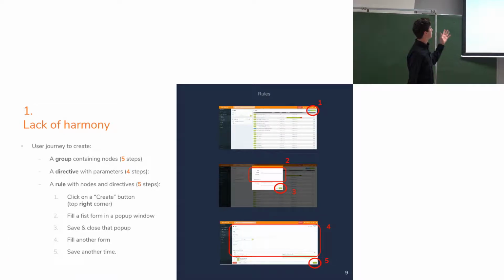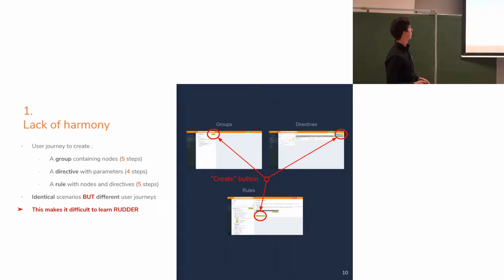The process to create a rule is about the same as the one to create a group, except that this time the create button is located at the top right of the interface. So once again, one more difference. These 3 scenarios were identical. Mike just wanted to create things. But every time the user journey was different. So it's not really a big deal for someone who daily uses Rudder because he knows where buttons and general information are. But for someone who tries Rudder for the first time, it can be really confusing and make him waste time.